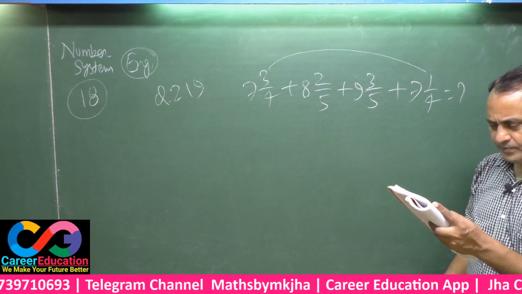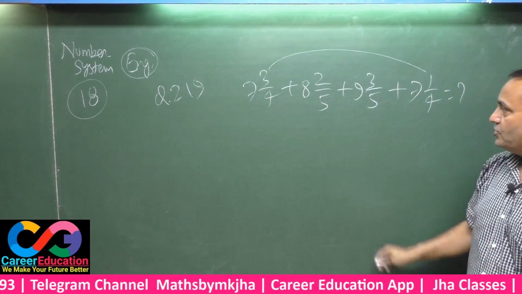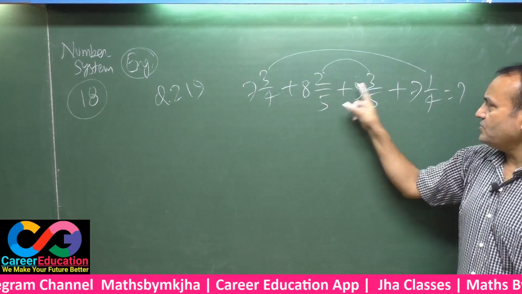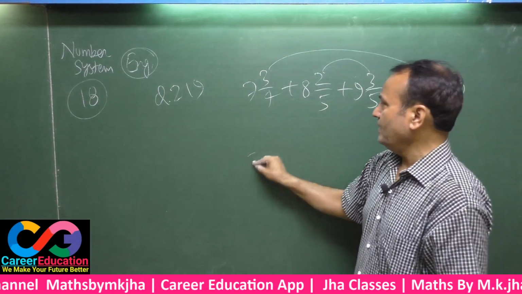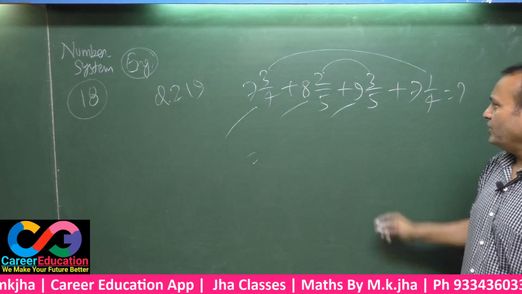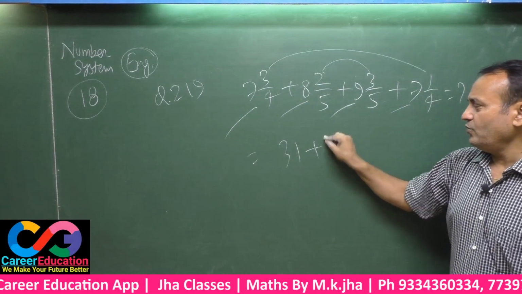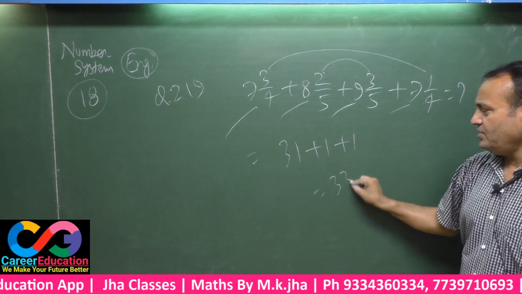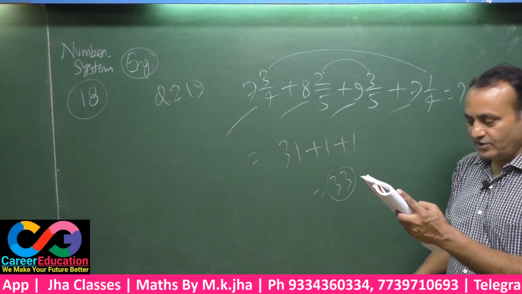Listen to me. 3 by 4, 2 by 3. This is also. The difference is 3 by 4, 5. Okay. That means 7, 8, 15. 7, 8, 15 plus 9, 24. 7, 31. Again 1 plus 1. That means 33. This is your answer. Note down.